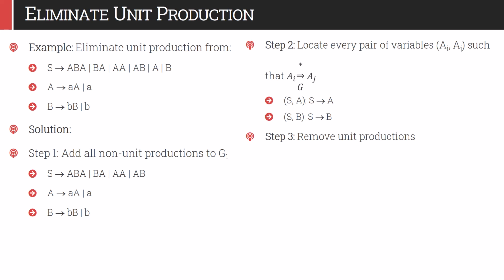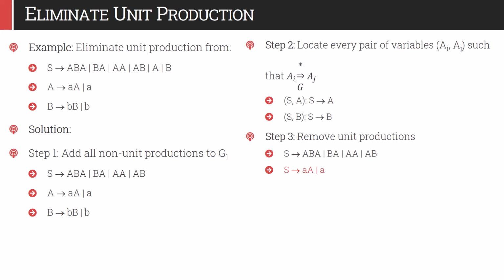And in step 3, we have to remove these unit productions. So we remove S gives A and S gives B, and instead we add the original productions of A and B. If we add them into the grammar derived in step 1, then S gives AB, BA, AA, AB will remain as they are. For S gives A, we replace it with the original productions of A, that is S gives small a, capital A, or B. We also have another pair, S B. For that we have to add all the productions of B, starting with S.